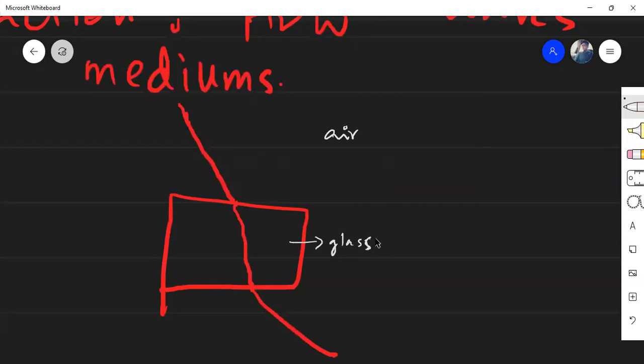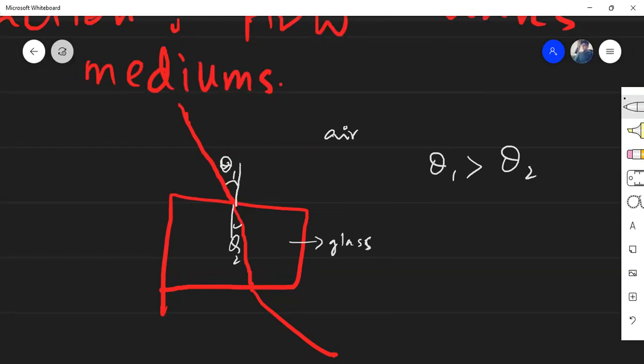So the angle that it forms with the normal is different from the angle that it forms within the glass, theta 2 and theta 1. The property of air to glass is that theta 1 is always greater than theta 2. So this is the concept of refraction.